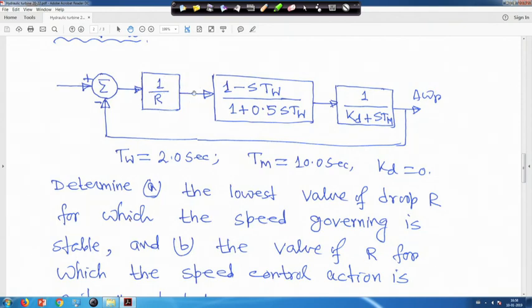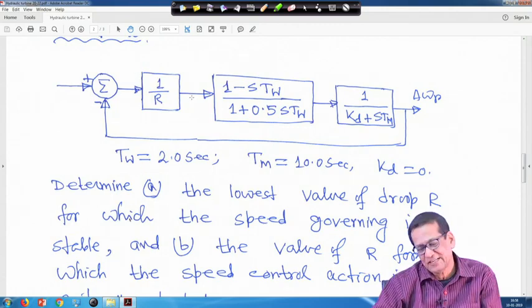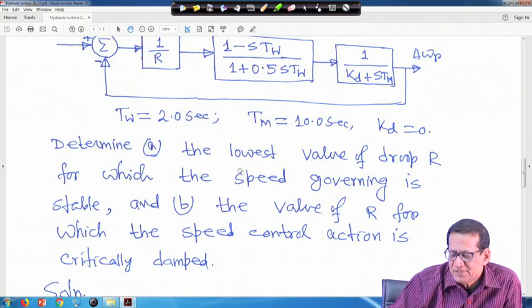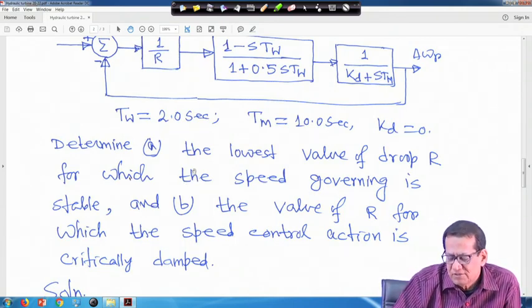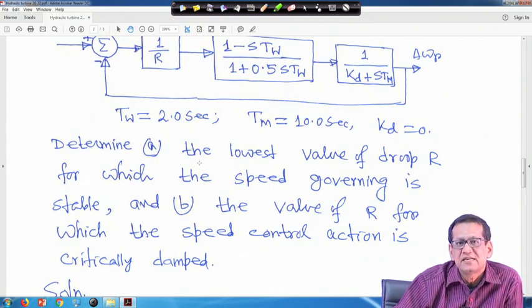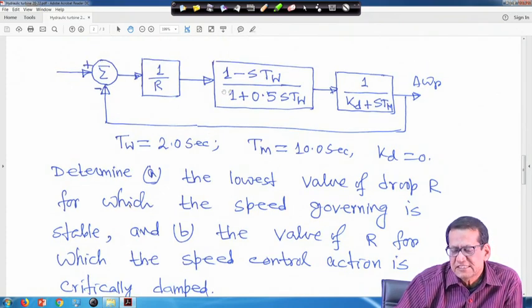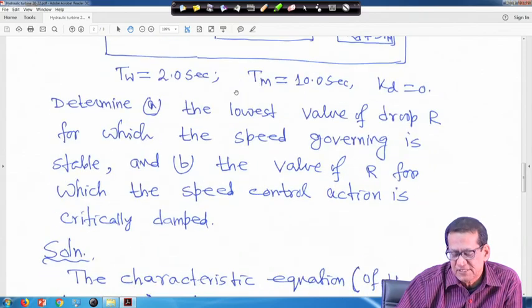If you consider the quadratic one, it will be very lengthy and complicated as far as a classroom exercise is concerned, right. For which the speed governing is stable, and B, the value of r for which the speed control action is critically damped. So, you have to find out the lowest value of droop r for which the speed governing is stable, and second, the value of r for which the speed control action is critically damped, right. So, this is my block diagram transfer function.